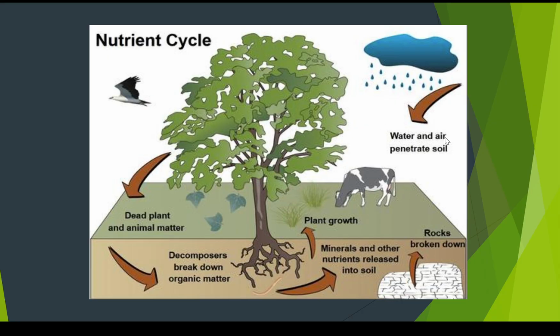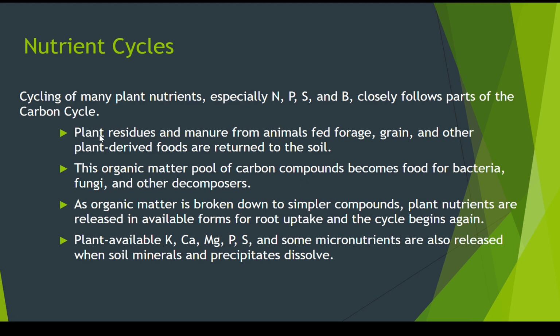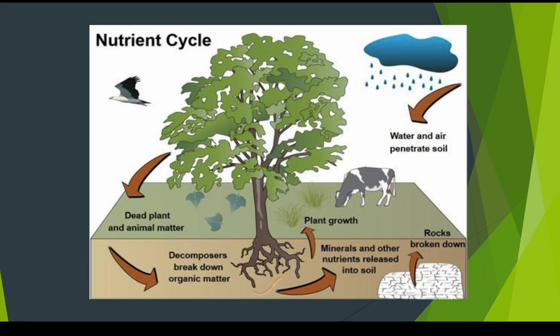Okay, here's our fun little diagram. We've got a number here, a number here, a number here, and a number here. I'm going to flip to the next slide for a second. Plant residues and manure, that's number 1 on yours, plant residues. I want you to put that right here. Okay, so we have dead plants and animals. They're going to break down and they're going to add nutrients back into our soil.